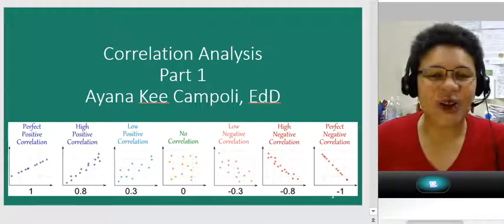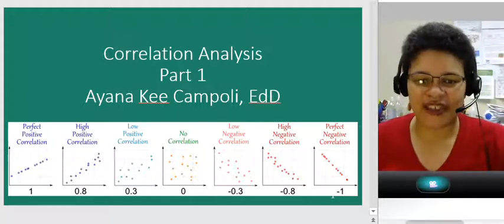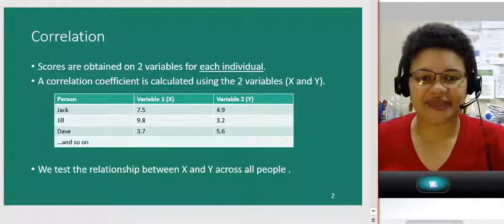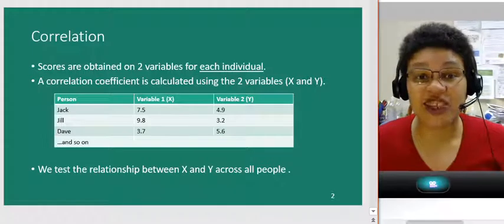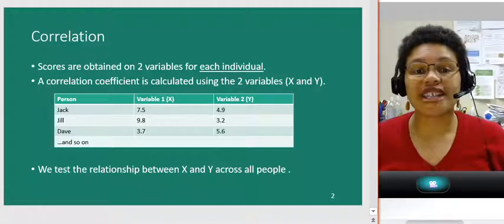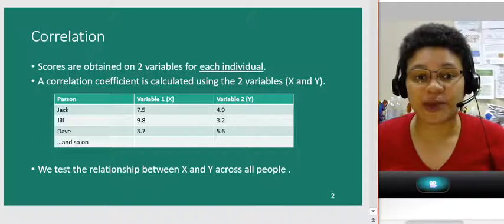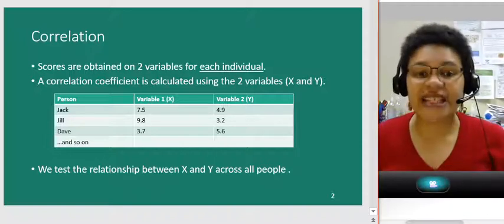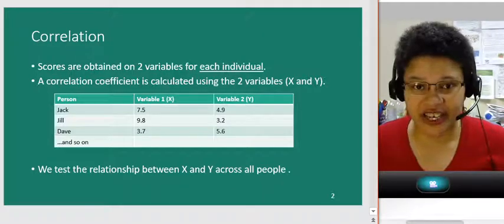All right. Correlation analysis part 1. I have a little graphic there that we're going to talk about more very soon. Okay, so what is a correlation? Scores are obtained on two variables for each individual, and then a correlation coefficient is calculated using the two variables. We can think of them as variable x and variable y. Then we test the relationship between x and y across all the people who are in our study.